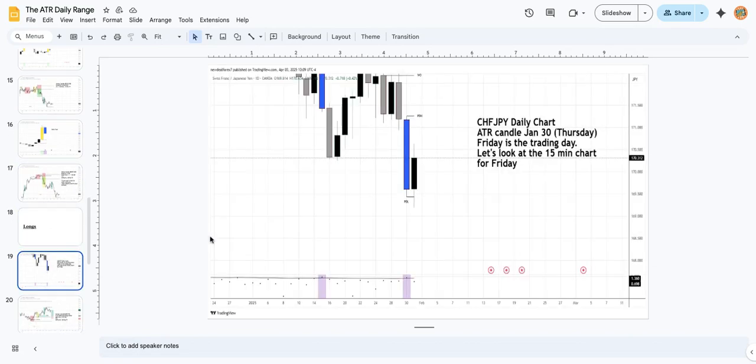Now for some long examples. So again, we have a blue candle here. This is on Swiss yen. So this is our setup day right here.